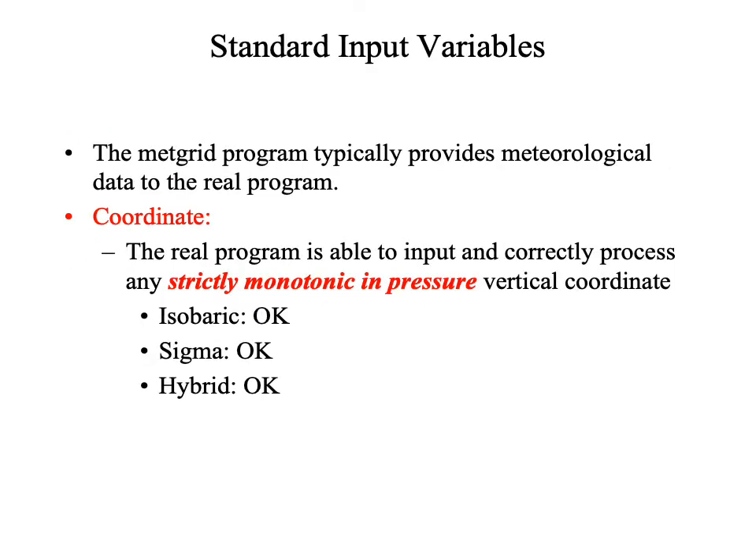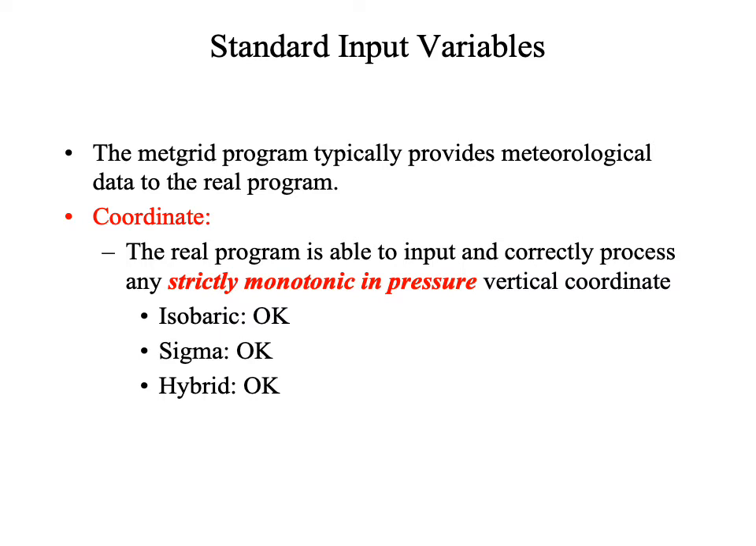The standard input variables that come into the real program are entirely provided by the WPS program MetGrid. The MetGrid program handles the horizontal interpolation of meteorological fields and places that data into a file that the real program reads. All of the data transfer in the WRF modeling system is handled via files.